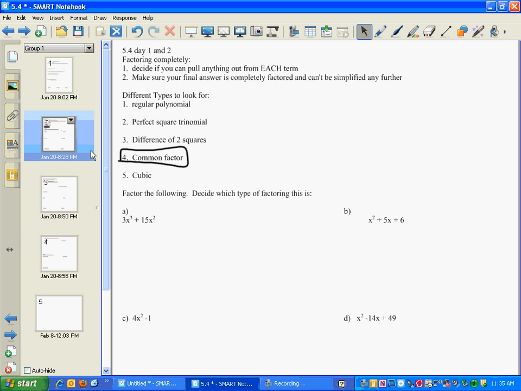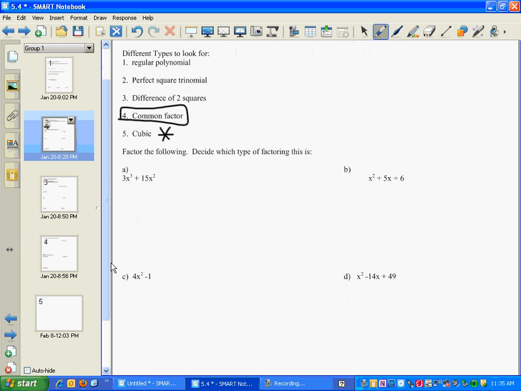All right, common factors. The first thing you always want to look for, right? Can I pull something out to make this easier? That really should be the first thing that you identify. Cubic. This is going to be new today. We've done everything but cubics. All right, so the first ones are just going to be a little bit of review.